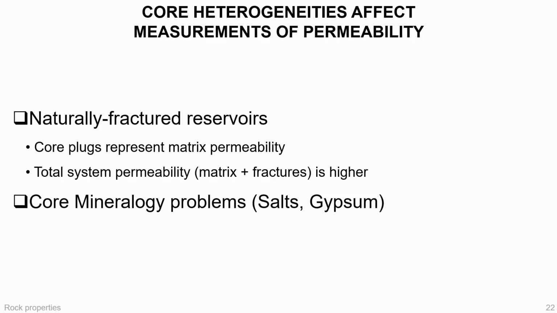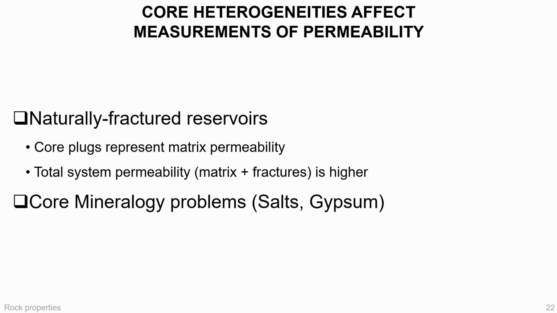In naturally fractured reservoirs, laboratory core plugs often measure only the permeability of the rock matrix, not the full flow capacity of the reservoir. This is because a small plug may miss the connected fracture network that controls fluid movement at the field scale. As a result, the measured core permeability can be much lower than the effective permeability of the actual reservoir, where fractures provide fast flow pathways.